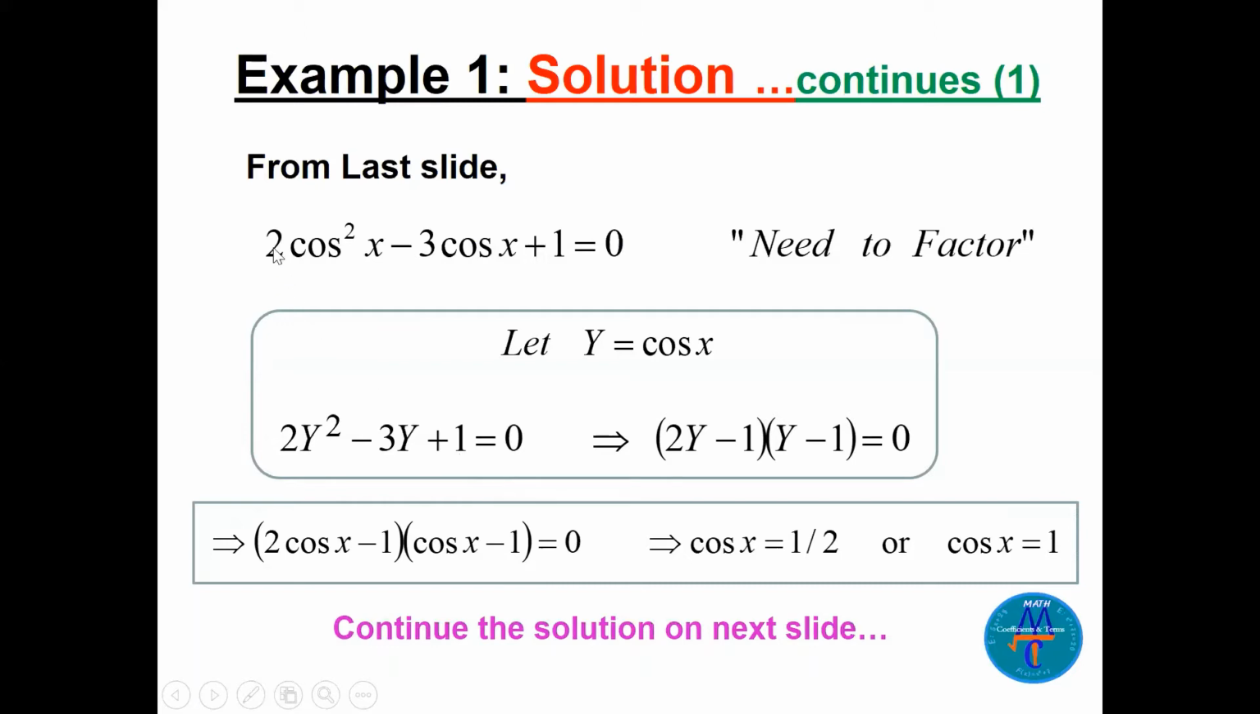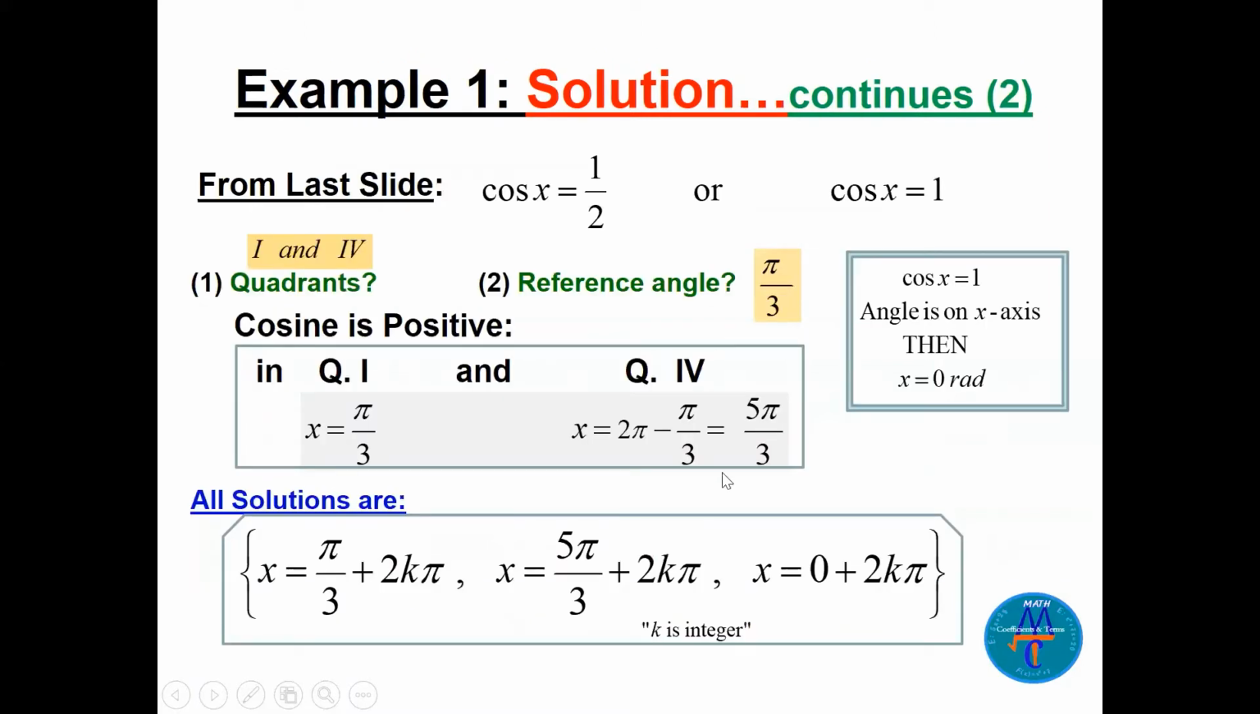You can directly factor from here. See, from the first line, you can directly factor this. But this is an easy way if you have any difficulty in factoring. So now we have here cosine of x is equal to half, or cosine of x is equal to 1. So here we need to find all the angles where the cosine is half, or where the cosine is 1. Let's take this one on the right side here.